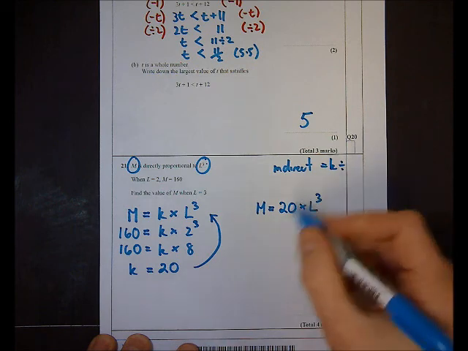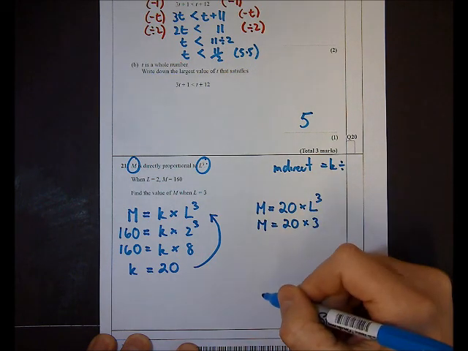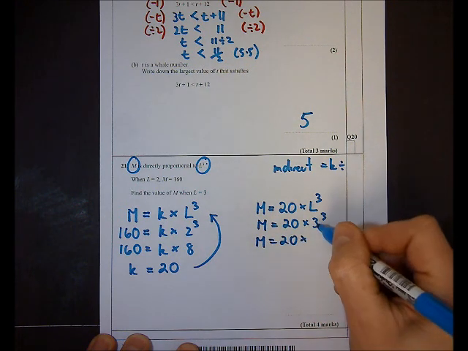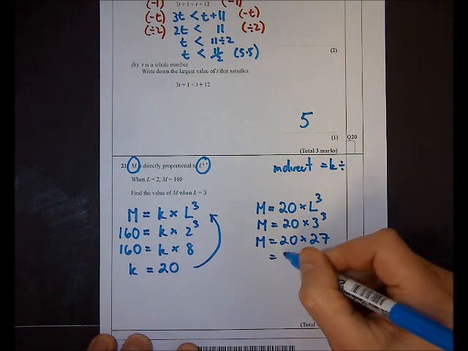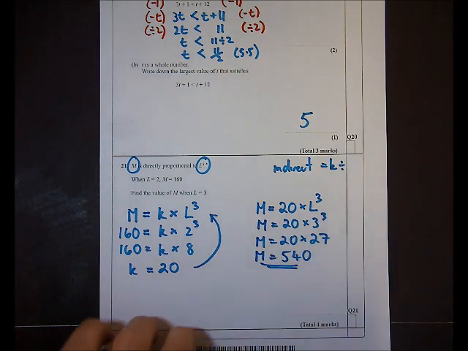So when L is 3, m is going to be equal to 20 times by 3, which is what I'm told L is, cubed. So m is going to be equal to 20 times by 3 cubed, which is 27. And 20 times by 27 is going to be 540. So m is 540.